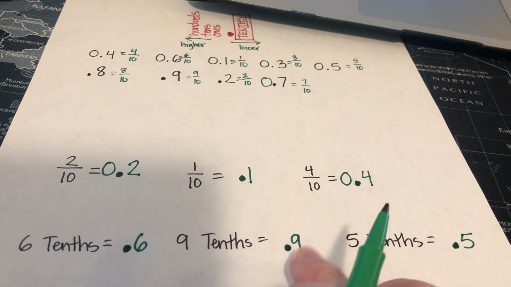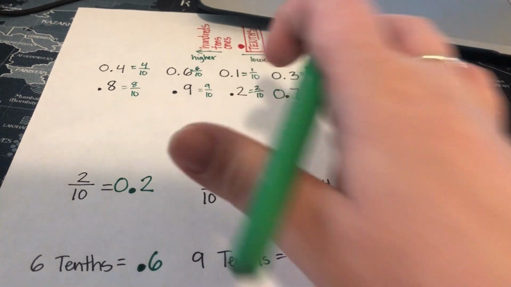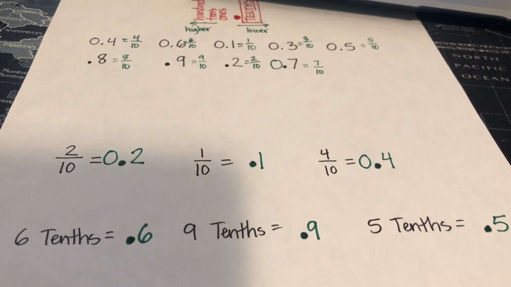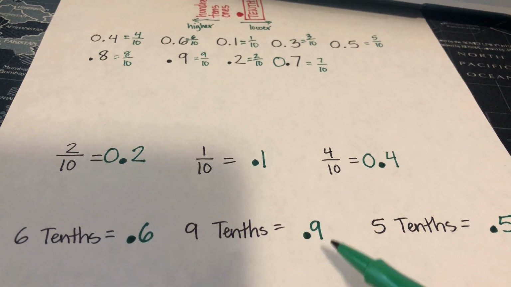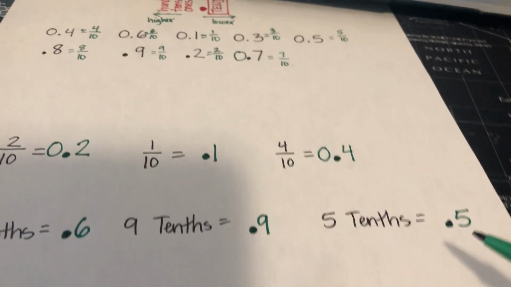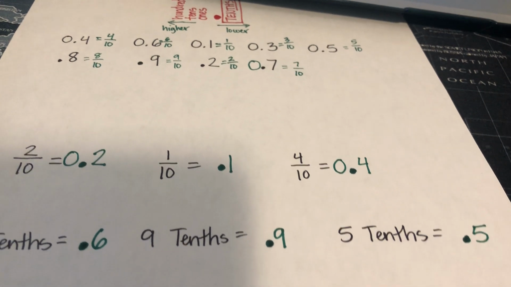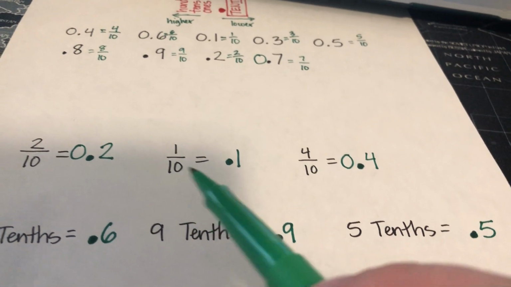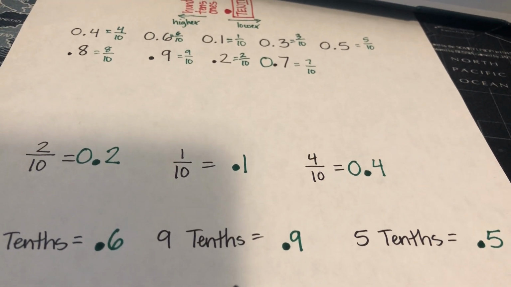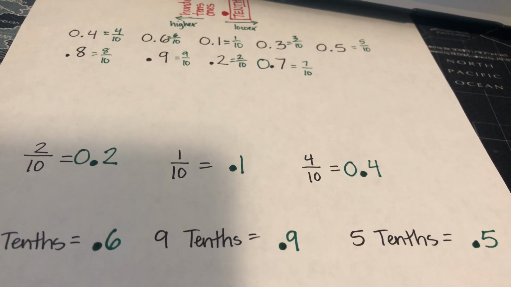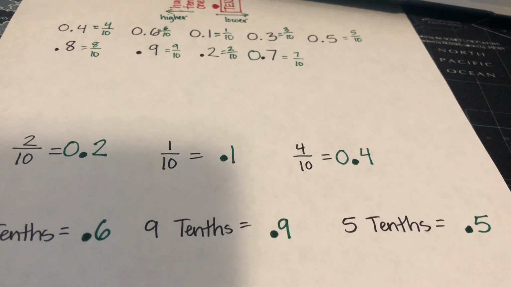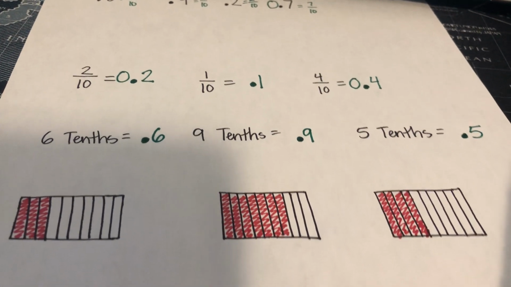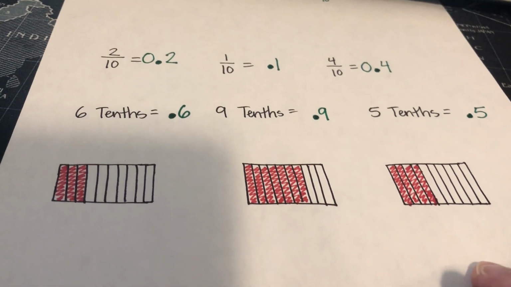I just want to remind you, I know I've said it, but repetition is always good. Anything directly to the right of the decimal is going to be a tenth. So if you see 0.6, that's 6/10. 0.9, that's 9/10. 0.5, that's 5/10. And it's really cool because you can also show any of these as a fraction. Okay. Any decimal that you write, you can also show as a fraction. It's pretty cool.